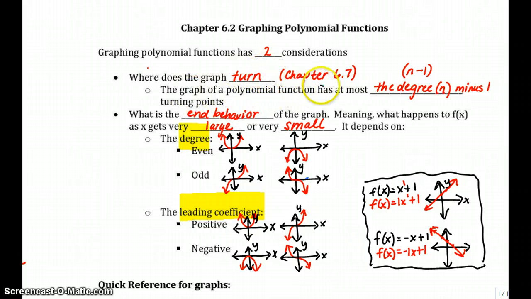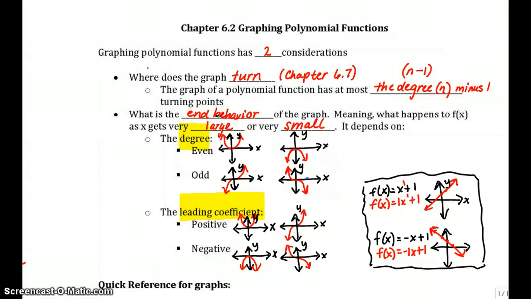The graph of a polynomial function has at most the degree, so that's your biggest exponent, minus 1 turning points. The second consideration is what is the end behavior of the graph, meaning what happens to f of x, what happens to y, the y values, as x gets very large or very small. The end behavior depends upon the degree, whether it's even or odd, and the leading coefficient, whether it's positive or negative.